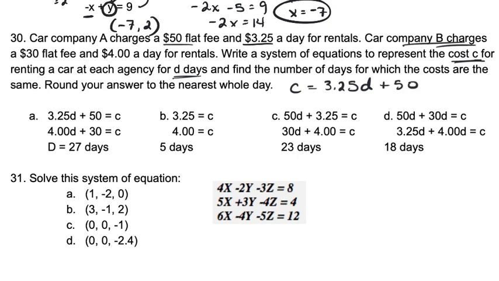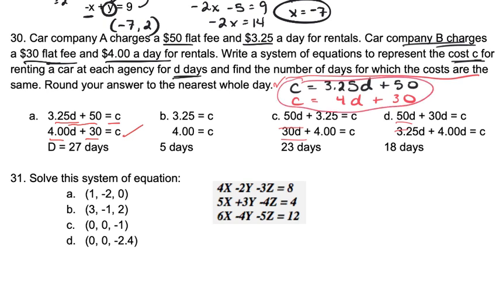The other company charges $30 flat fee and $4 per day. So their equation would be C equals 4D plus the $30 flat fee. And then it says find the number of days for which the costs are the same. Let's see what they've given us for answers here. So 3.25D plus 50 equals C. That's this first equation. 4D plus 30 equals C. That's the second one. So looks like nobody else matches that one. So it's got to be answer A here. But let's go ahead and solve it.